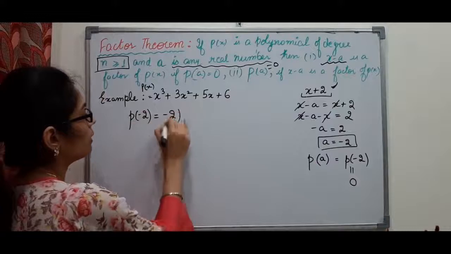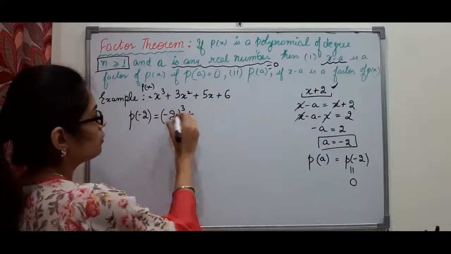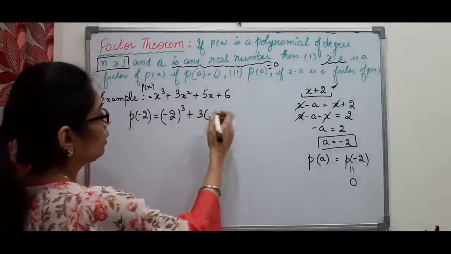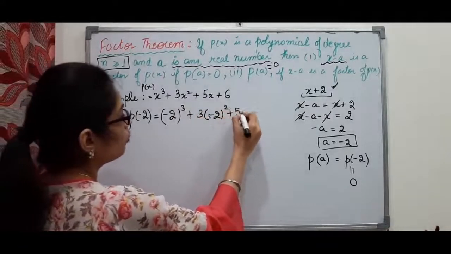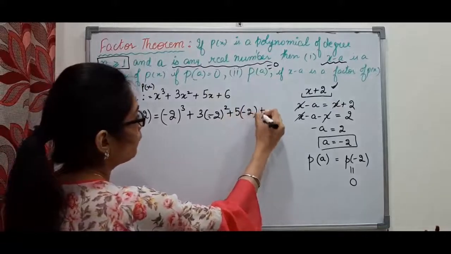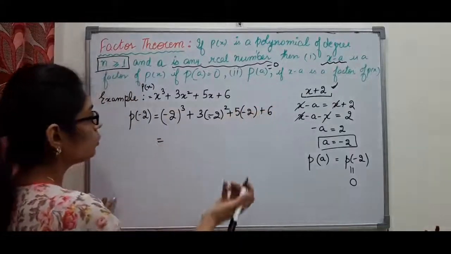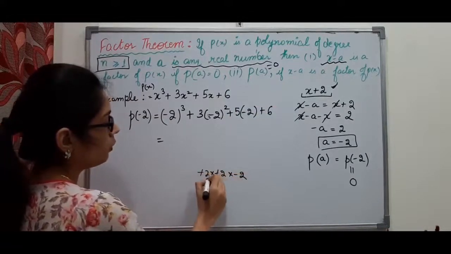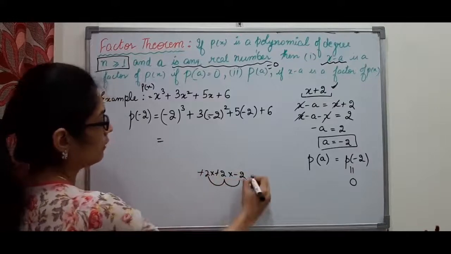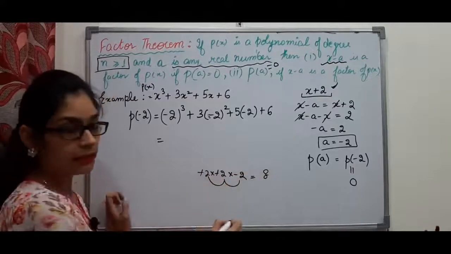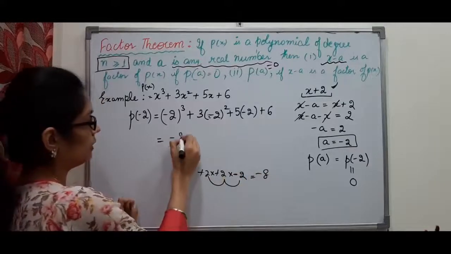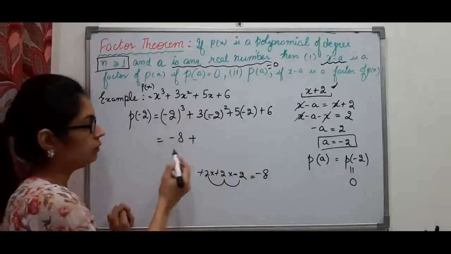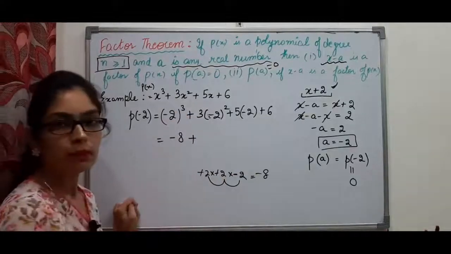So I will write minus 2 in place of x: minus 2 cube, then 3 into minus 2 square, plus 5 into minus 2, plus 6. So minus 2 cube will be minus 2 into minus 2 into minus 2. 2 into 2 is 4, 4 into 2 is 8. The 2 minus signs will get cancelled, I am left with 1 minus sign, so minus 8. Here you can always remember that odd power means negative answer, even power means positive answer.